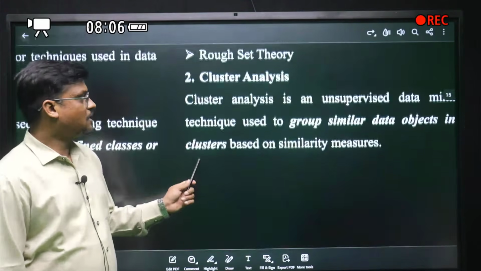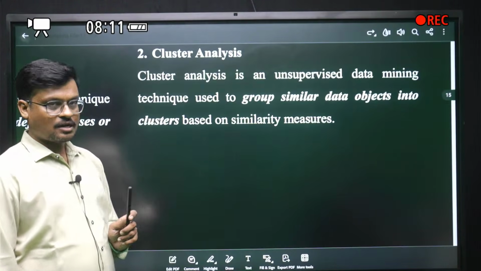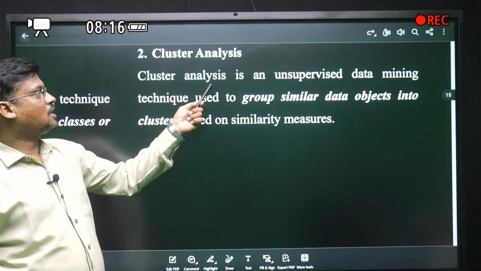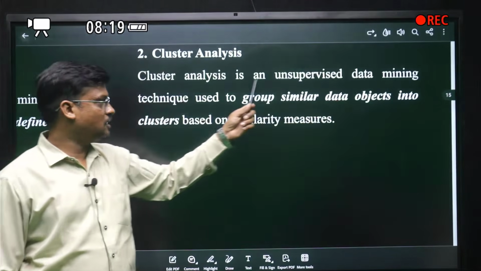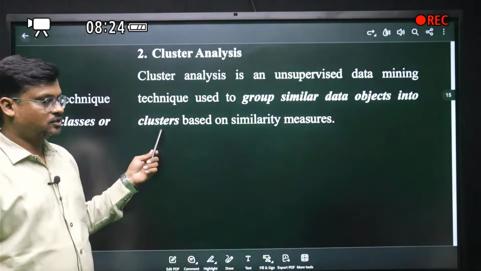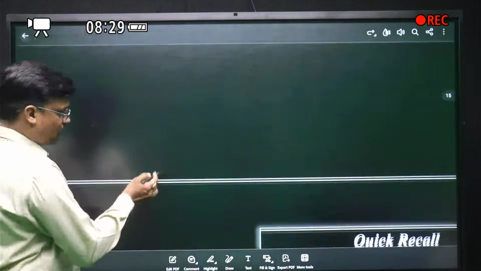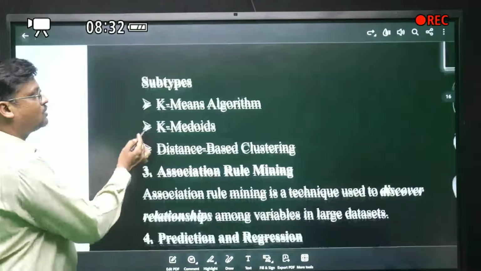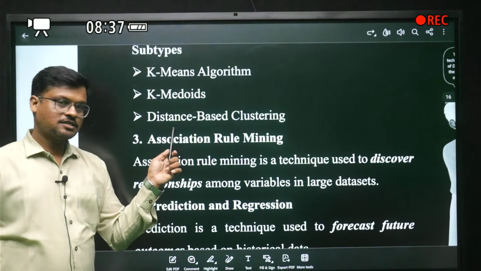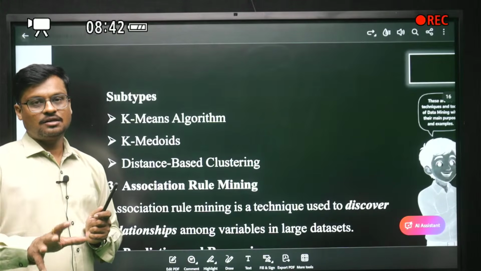The second technique is cluster analysis. Clustering is an unsupervised data mining technique where we group the data objects of similar type, right? It is used to group similar data objects into one cluster based upon the similarity measures. And we have the agglomerative method and the divisive method for this. The subtypes are k-means algorithm, k-medoid algorithm, distance based clusterings, right? These are the basic things by which you will be able to achieve clustering in your data mining.